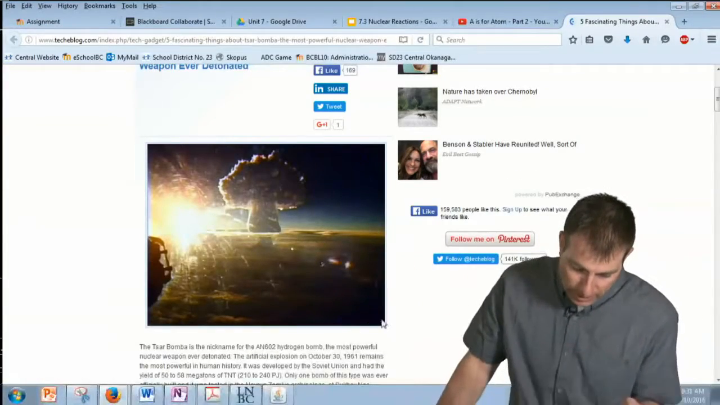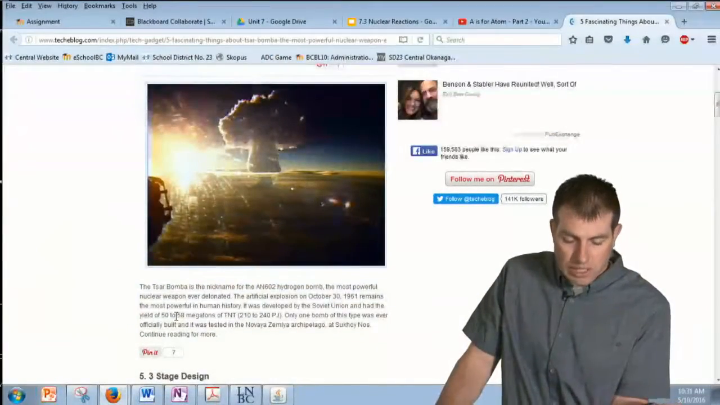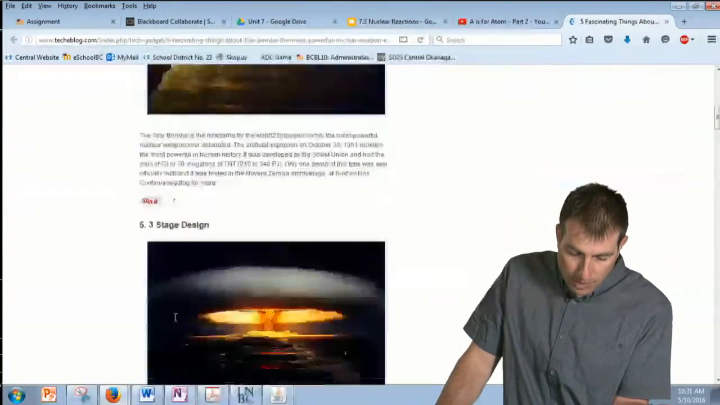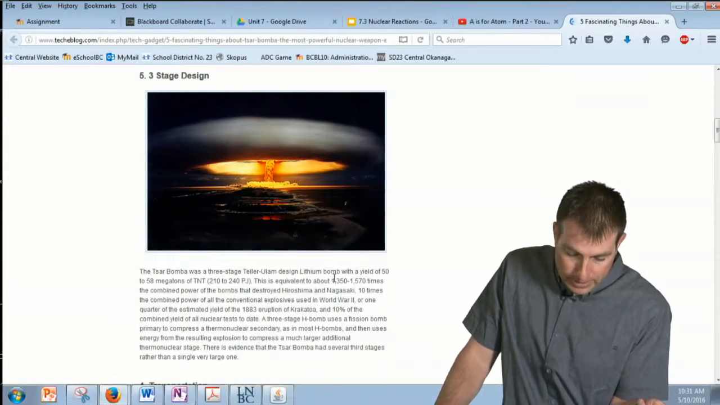So here we go. October 30th, 1961. It was originally designed to be a 100 megaton bomb, but they cut it in half to about 50 to 58 megatons. That's million tons of TNT; that's what a megaton is. So the bombs that were dropped on Hiroshima and Nagasaki in Japan that ended the war, this bomb was 1,500 times bigger.